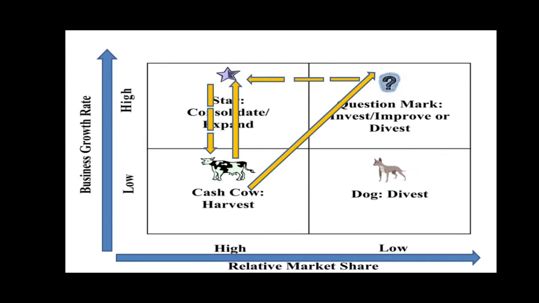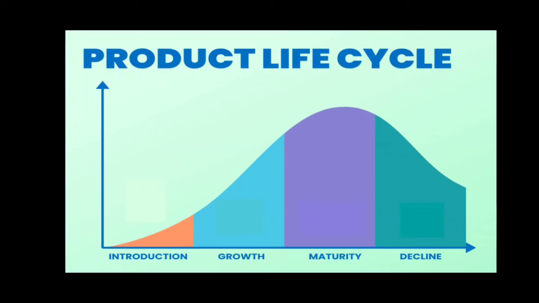BCG matrix also has a strong connection with product life cycle. The question marks represent products or SBUs that are in the introduction phase. This is when new products are launched in the market. Stars are business units or products in their growth phase. This is when sales are increasing at their fastest rate.